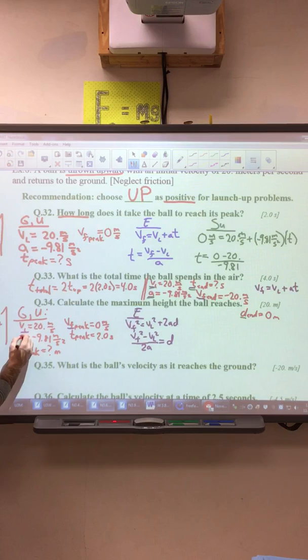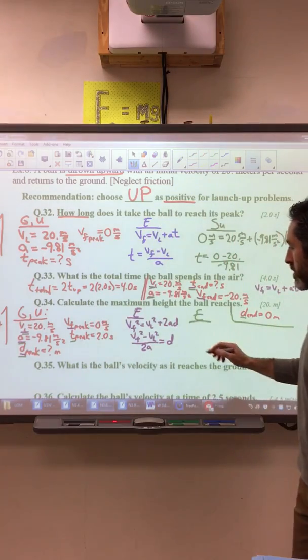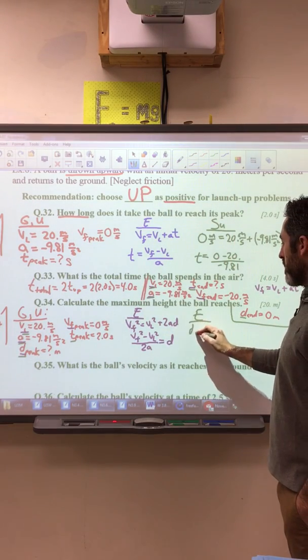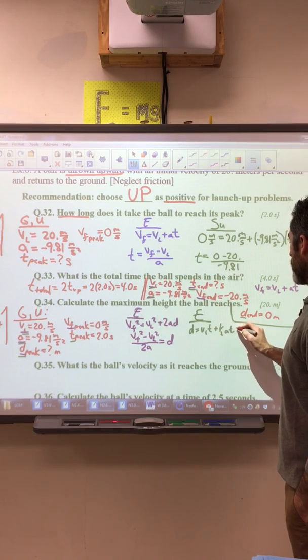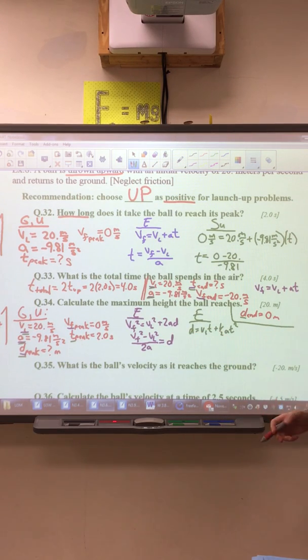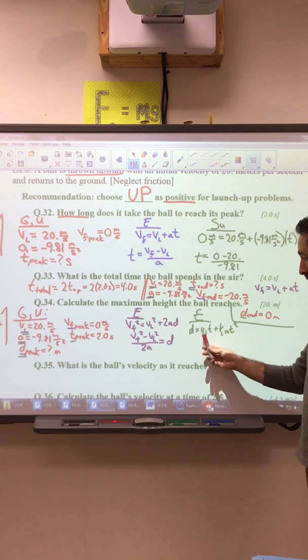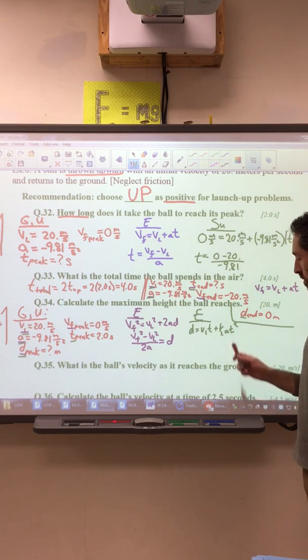If you instead want to use VI, A, D, and T, you could do it that way. So an alternate equation, this one is from the previous problem, is D equals VIT plus 1/2 AT squared. And we already have this set up for D, but I'm going to warn you, 20 times 2 plus 1/2 negative 9.81 times 2 squared. Only the 2 is squared.